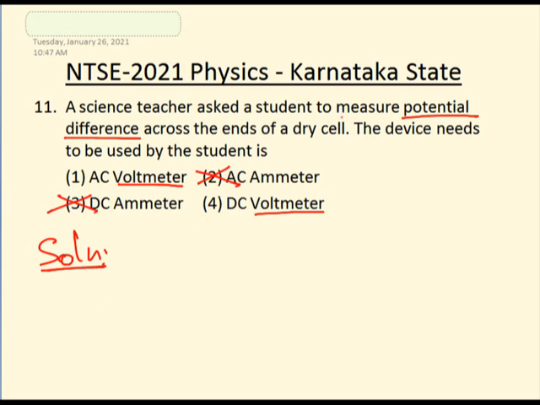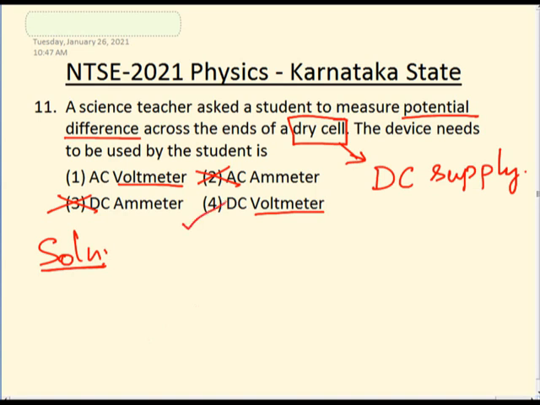Now they are saying that the teacher has given a student a dry cell. So this dry cell is a DC supply. So a DC voltmeter obviously has to be used. A few more things related to the voltmeter I would like to mention over here. A voltmeter is always connected in parallel with a component, because you have to find out the potential difference between any 2 points.